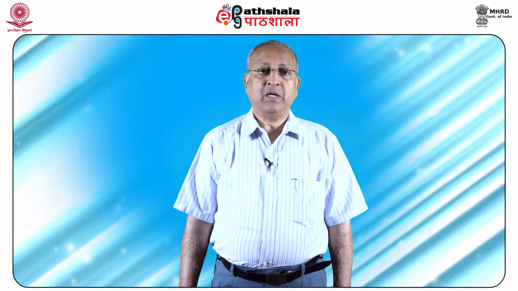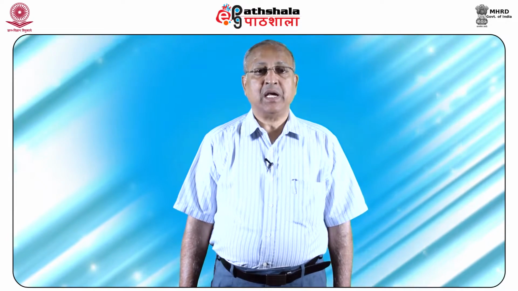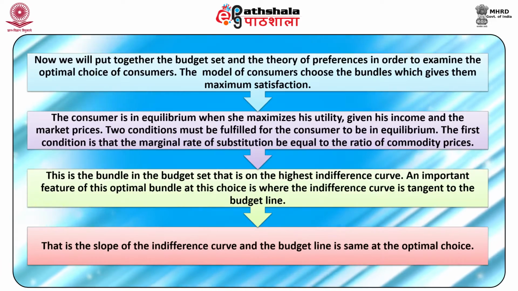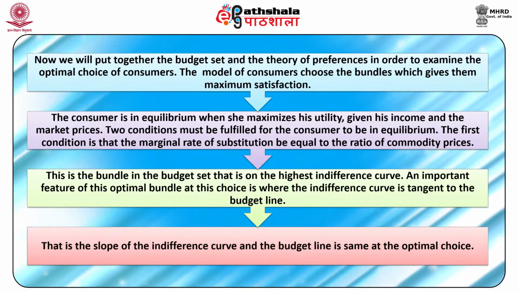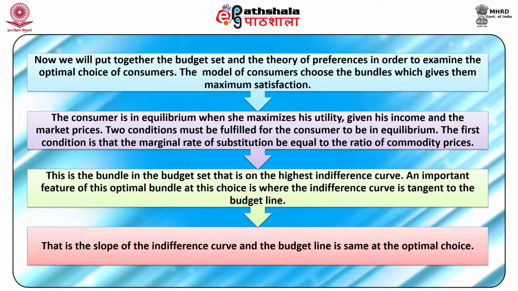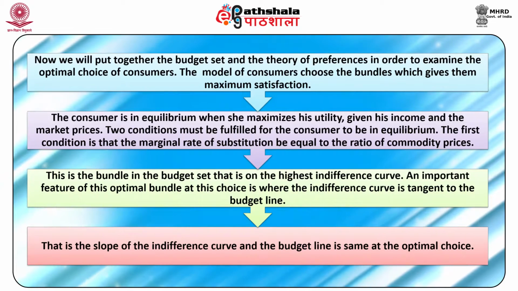These are things which are obtained and exist in the market. So please remember that consumer equilibrium is an intersection between the consumer's preferences, which are psychological, and the real conditions in the market. We now put together the budget constraint, the budget set, and the theory of preferences in order to examine the optimal choice of the consumers.